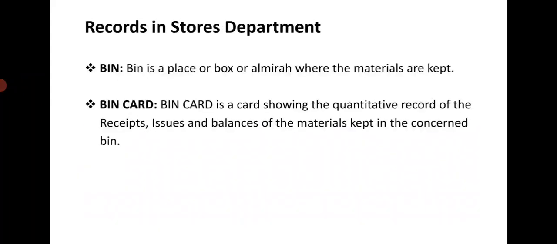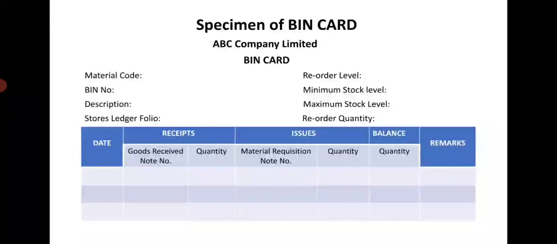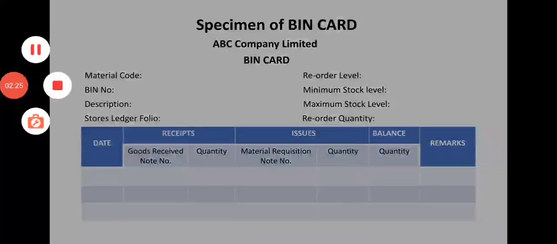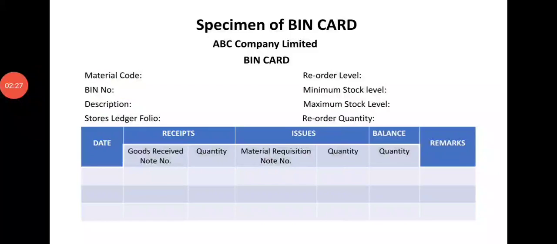So here is the specimen of the bin card. First we should write down the name of the company. On the left hand side we should write down the material code, bin number, description of the material, and stores ledger folio. On the right hand side we should write down the reorder level, minimum stock level, maximum stock level, and reorder quantity, that is EOQ.